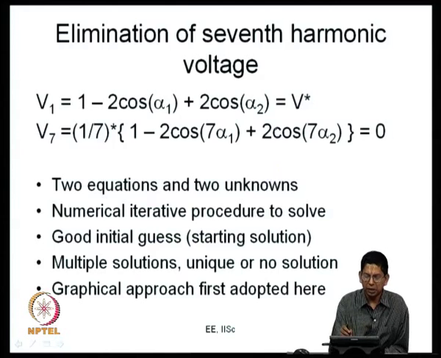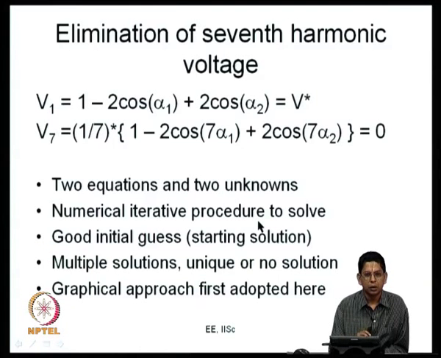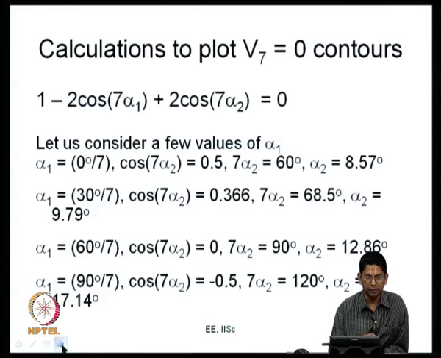So, let us say you want to eliminate seventh harmonic. What do you want to do? You have the equation slightly different. V 1 is 1 minus 2 cos alpha, it is the same thing, and instead of V 5 is equal to 0, you now have V 7 is equal to 0. It is the same old story, two equations, two unknowns. You will have to use a numerical procedure to solve this, and you need a good initial guess. Once again you might have multiple solutions or a single solution or no solution at all. And once again it is possible to solve it graphically, because we are still with two switching angles only. So, let us just try doing that.